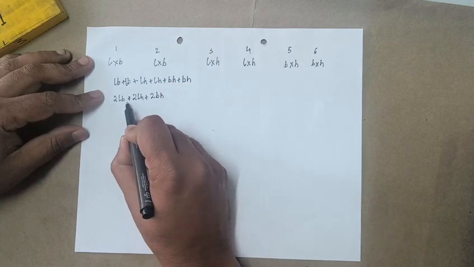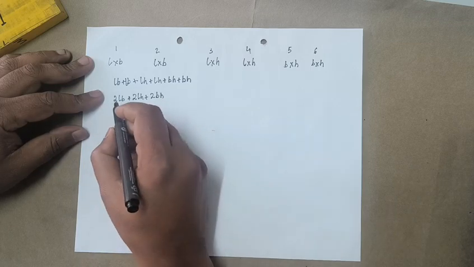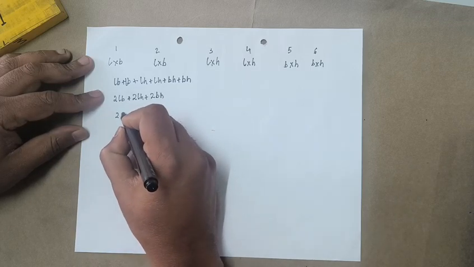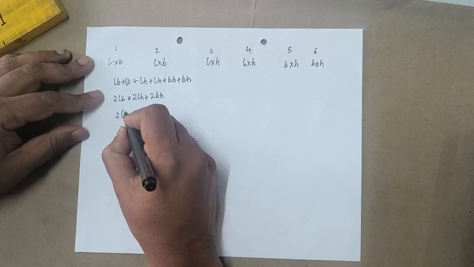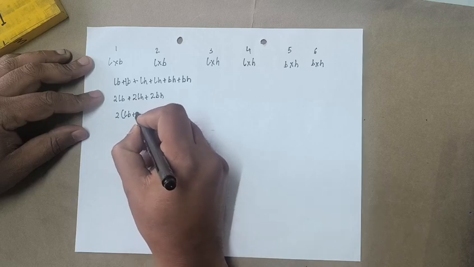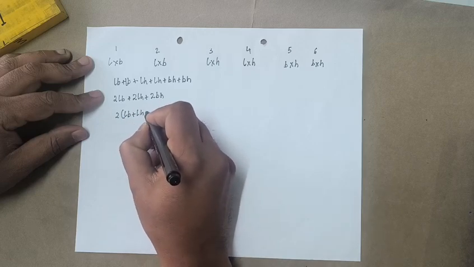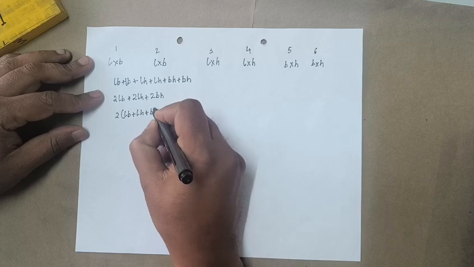And since all of these are taken twice, we can simply put 2 outside the bracket and say 2 times (LB plus LH plus BH).